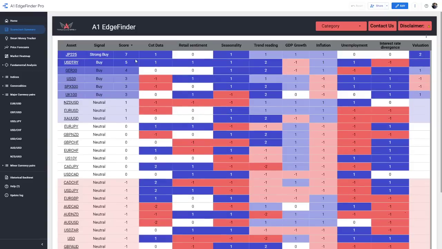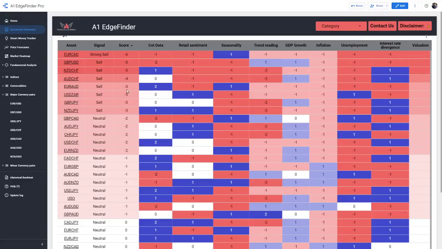Let's go look at the score chart summary for a second. I want to show you this. If we take a look at the strong sell section, what we'll see is that we have EURCAD up top, and I'd like to maybe take a look at EURCAD, but then you also have some Euro Aussie in there.